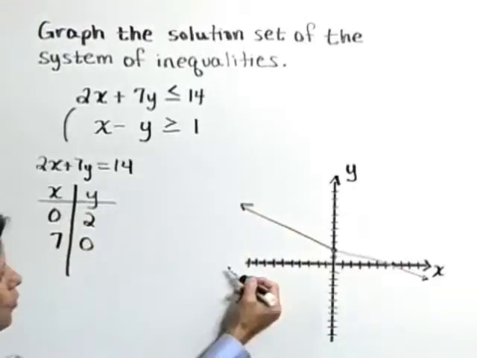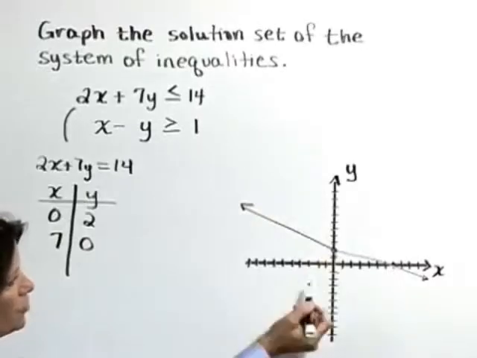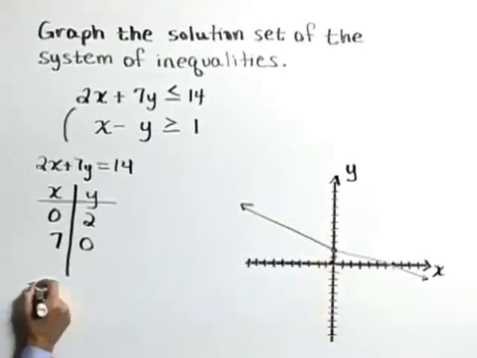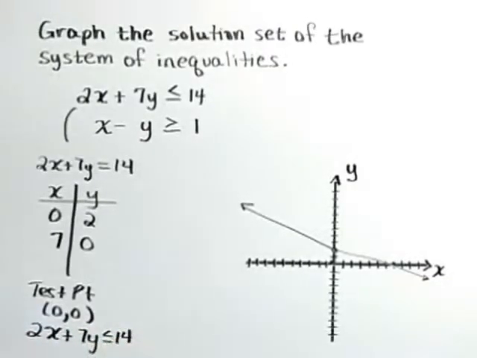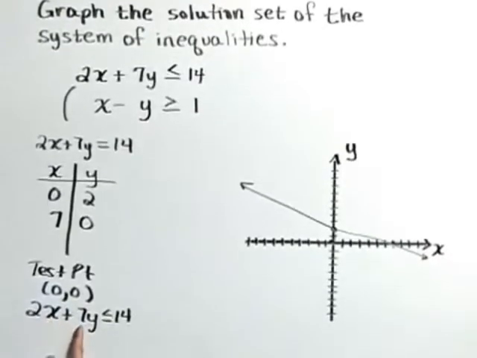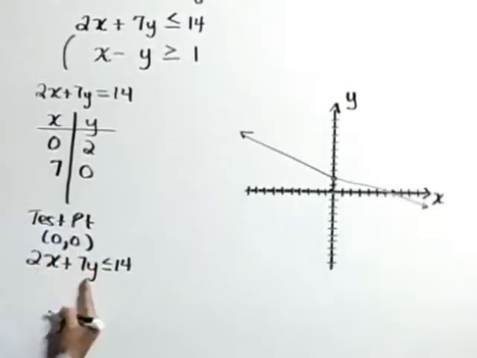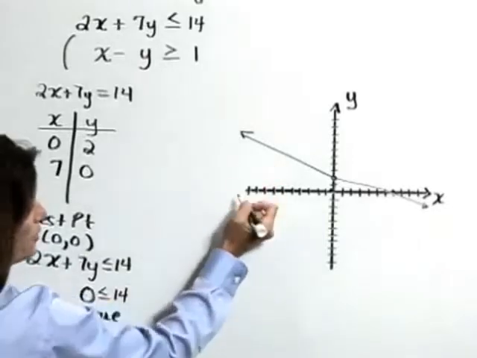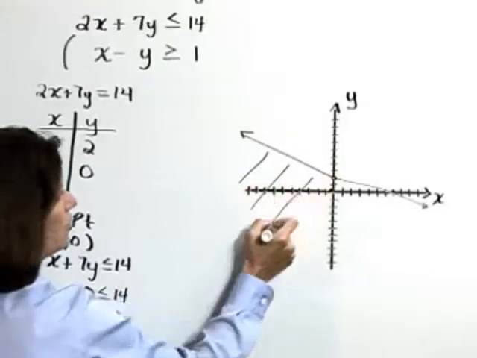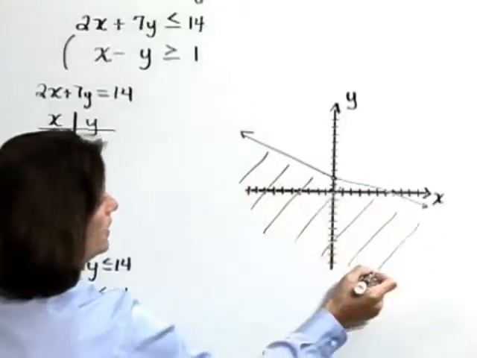And now let's decide which side of this line to shade. Let's choose the origin as a test point. So let's test the point 0, 0. In our original inequality, 2x plus 7y is less than or equal to 14, if we substitute 0 for x and 0 for y, we'll get 0 on the left-hand side. And 0 is indeed less than or equal to 14. That statement is true. Therefore, the solution region for this inequality includes the point 0, 0, and we shade below the line.